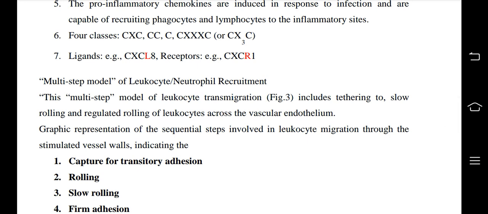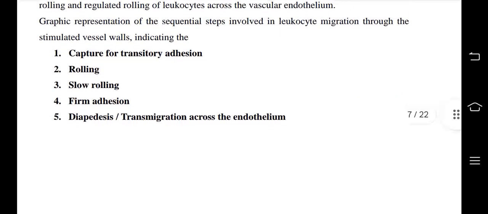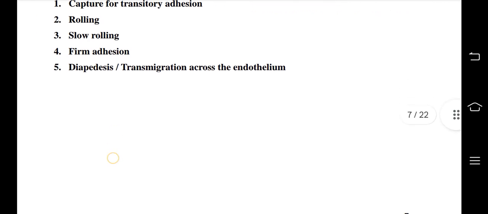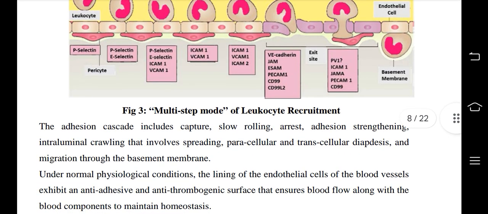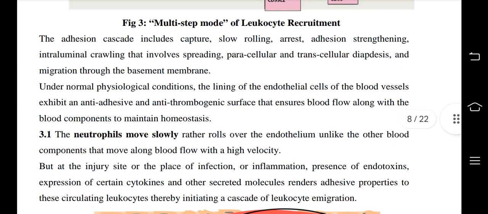This multi-step model of leukocyte transmigration includes tethering to slow rolling and regulated rolling of leukocytes across the vascular endothelium. Graphic representation of the sequential steps involved in leukocyte migration through the stimulated vessel walls, indicating the capture for transitory adhesion, rolling, slow rolling, firm adhesion, diapedesis or transmigration across the endothelium. Multi-step model.